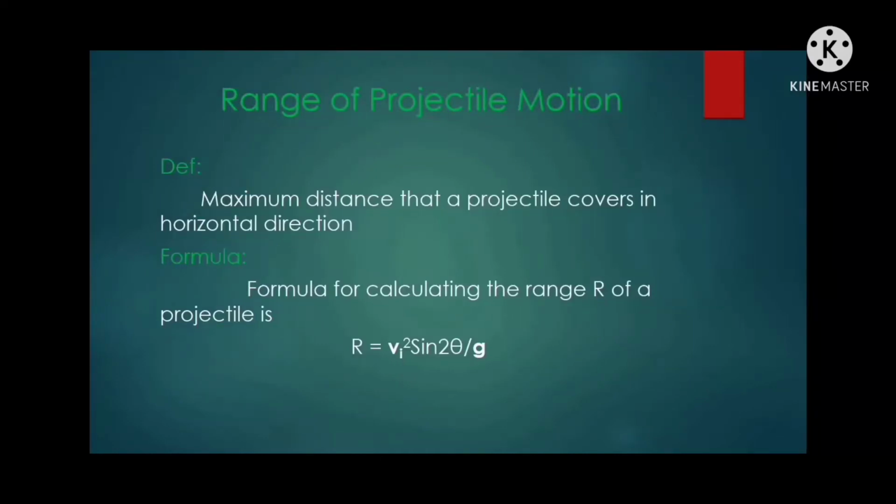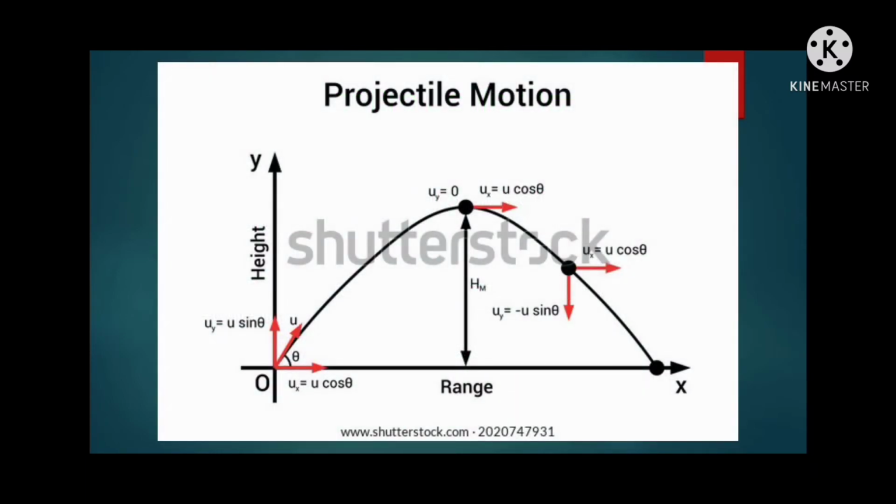Actually, our today's topic is the range of projectile motion, as we can see here. But before we get into our discussion, we should discuss what projectile motion actually means. Projectile motion is a two-dimensional motion under constant acceleration due to gravity.